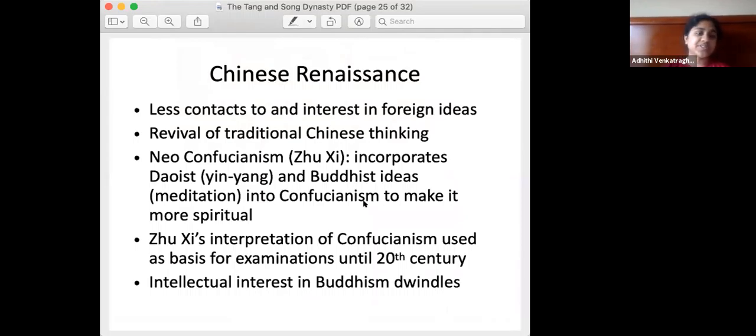The Chinese Renaissance made less contacts to and interest in foreign ideas. So this made for the revival of traditional Chinese thinking. Neo-Confucianism, which incorporated Taoist and Buddhist ideas into Confucianism to make it more spiritual, and the interpretation of Confucianism used as a basis for examinations until about the 20th century. And so an intellectual interest in Buddhism dwindled as it became more spiritual.